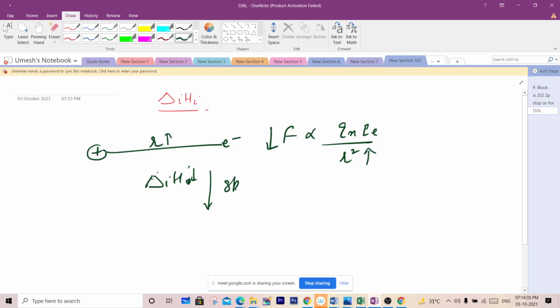I'm just telling you that as you go down the group, the atomic size increases, so enthalpy of ionization decreases.